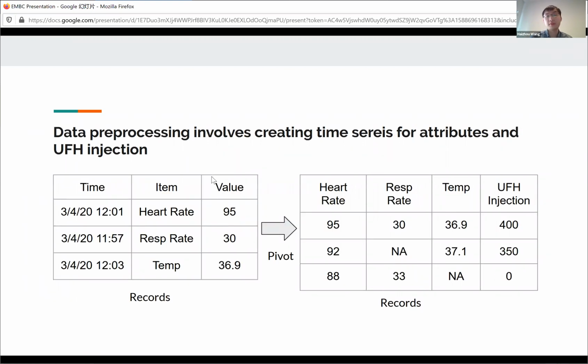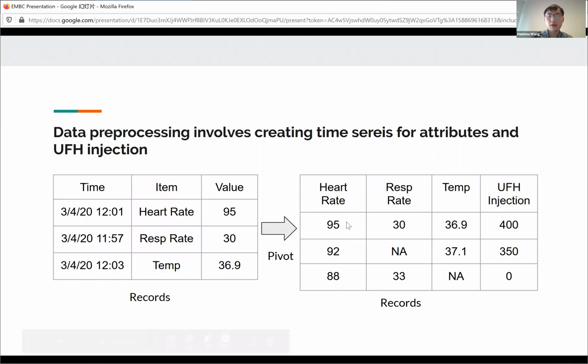Because it's a database, we need to pre-process the data real quick. Data pre-processing involves creating time series for attributes and UFH injections. On the left side is an example of the data stored in the database. We have the time, we have the attributes we're interested in, and we have the value. These are records. And then we're going to make a pivot table out of these records and sort it by time so that we can do the time series.